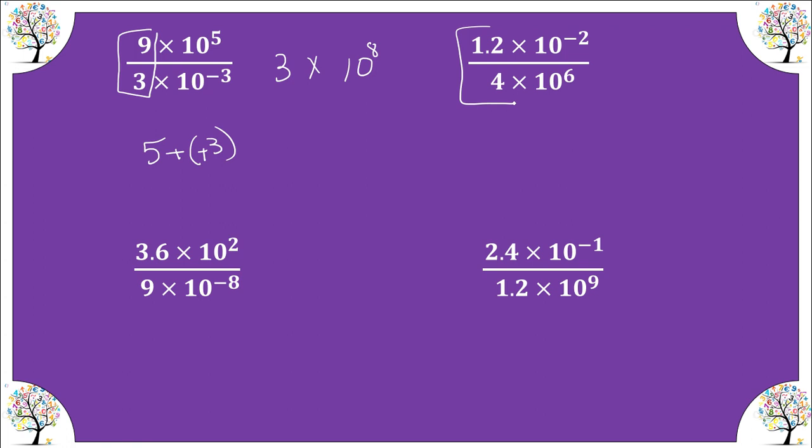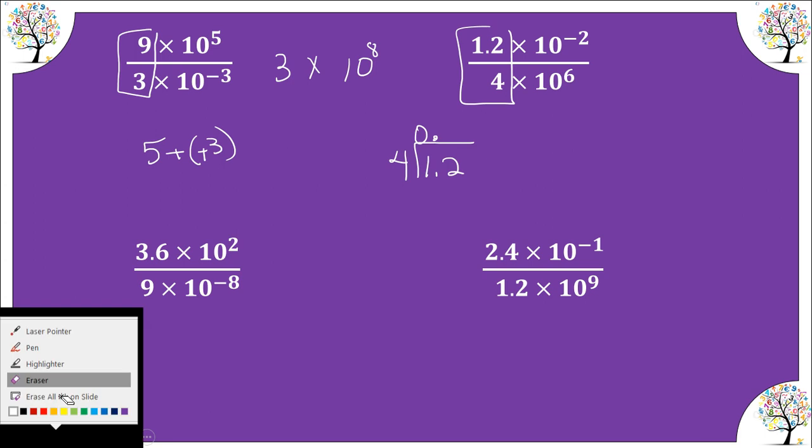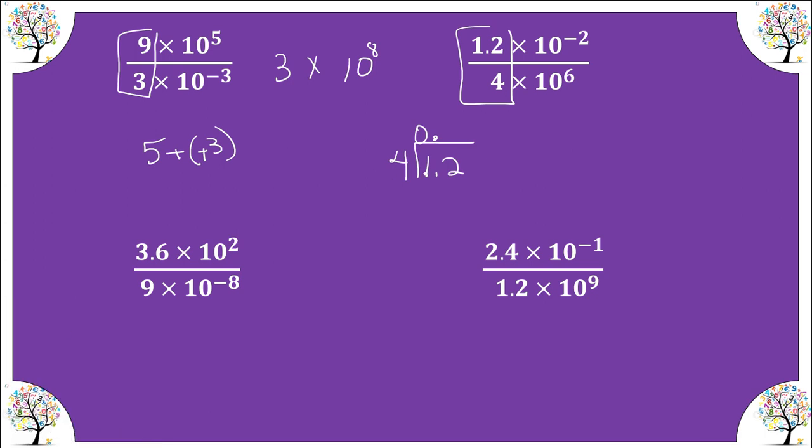Our next problem, we have 4 divided into 1.2, or 1.2 divided by 4. Whoops, that needs to be a 3. Got a little ahead of myself. Okay, so let's go through long division. 4 could not go into 1, I put a 0, but 4 can go into 12 3 times. So my coefficient is 0.3 times 10. I'm going to subtract -2 minus 6, keep, change, change, I get -8.